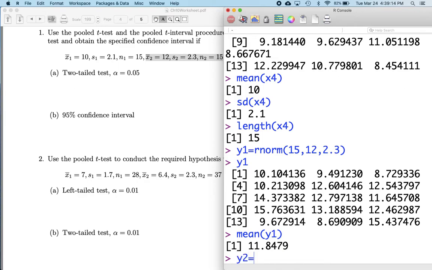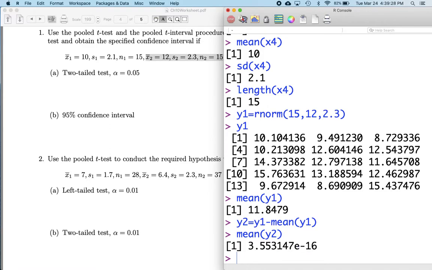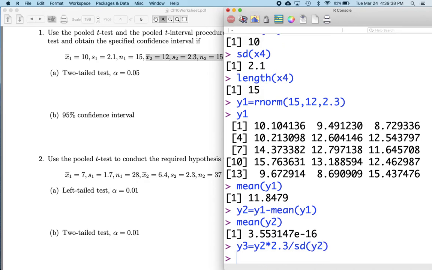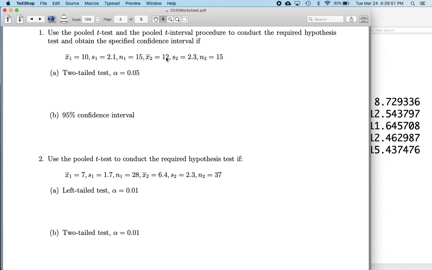Y2, what we're going to do is we're going to shift everything so that it has a mean of 0. So we're going to take y1 and subtract the mean of y1 from all those, so that the mean of y2 is going to be 0 up to however many decimal places. We're going to fix the standard deviation. So I'm going to take y2, multiply by 2.3, divide by the standard deviation of our previous set y2, and now the standard deviation is going to be 2.3. Okay, and then finally y4 is, we're going to take all the values in y3 and we're going to add to them 12 because we want to have a mean of 12.